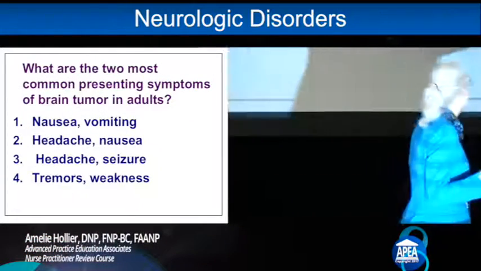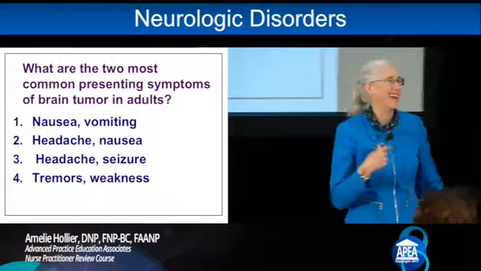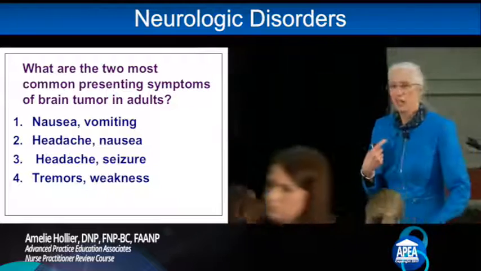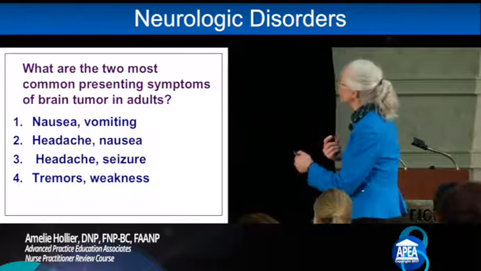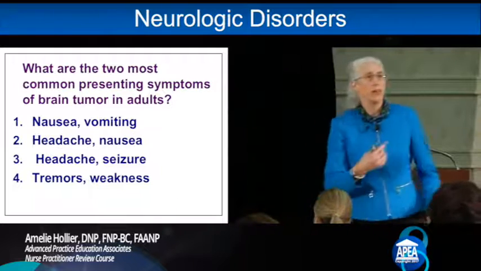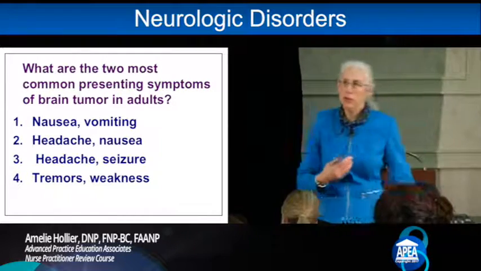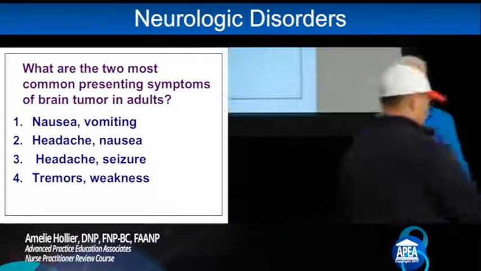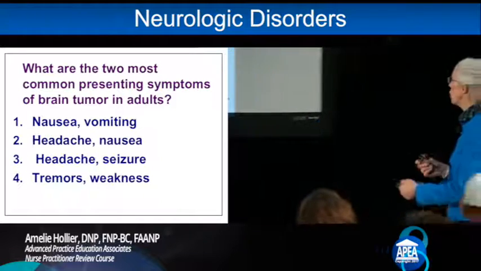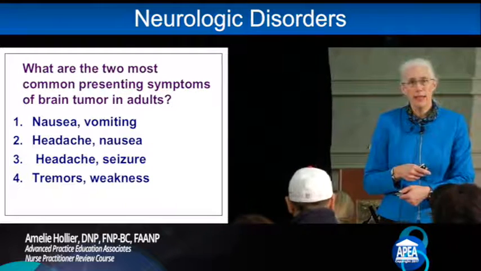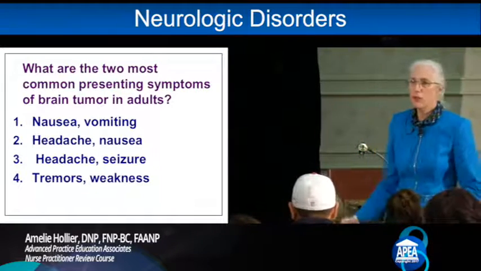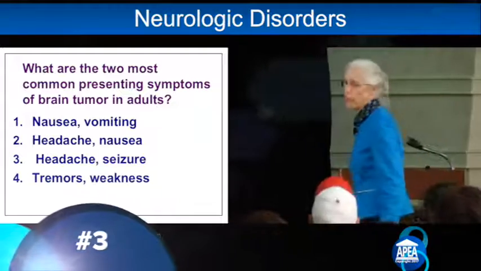A common cause of a secondary headache in older adults could be a brain tumor. What are the 2 most common presenting symptoms of brain tumor in adults? Well, to be honest with you, it depends on where the tumor is located, but what I want you to be alert to is seizure and or headache in an adult. That is never a good finding, circle number 3.